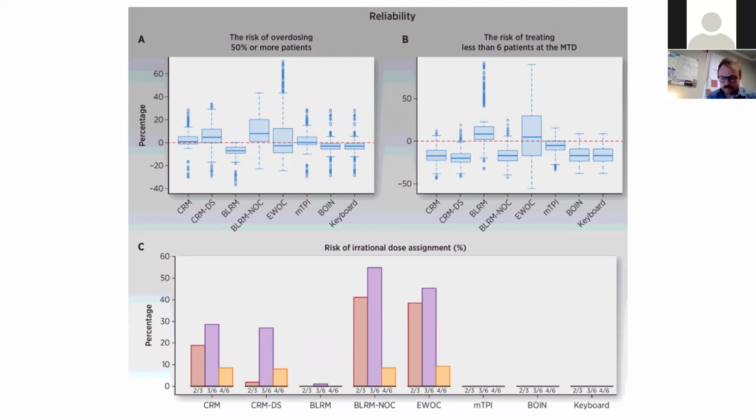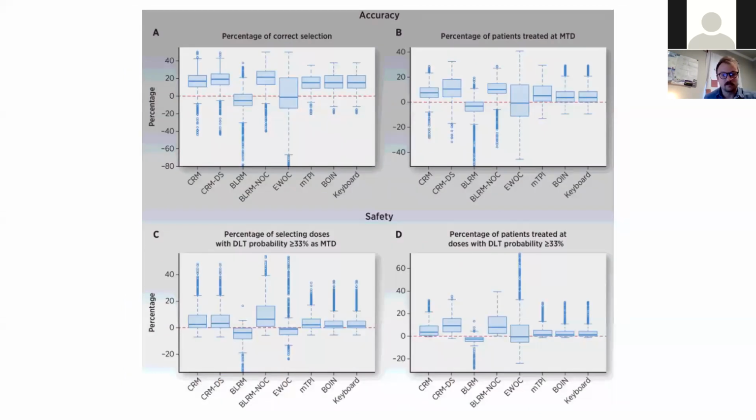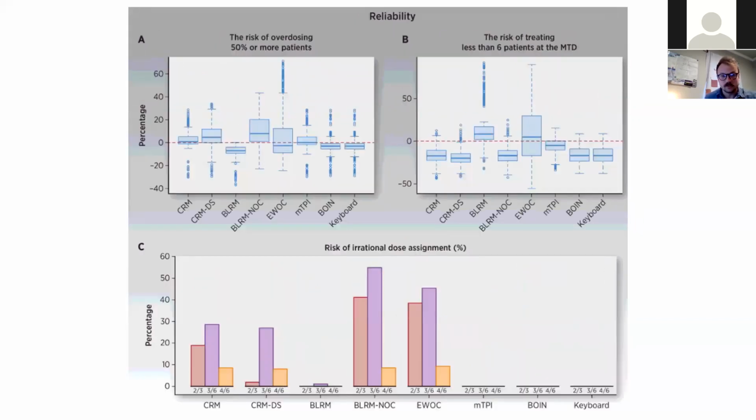Which, so taken in at having a little more toxic dose sometimes than the 3+3, you're not overdosing more patients than the 3+3, which is great. So you have to take this into consideration.